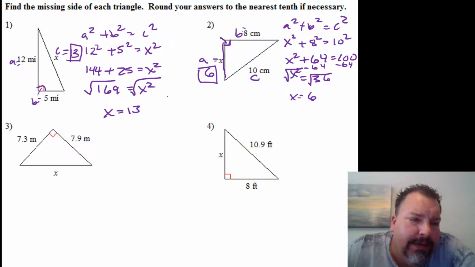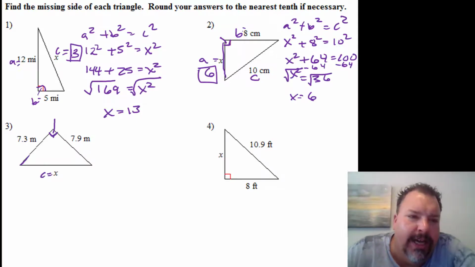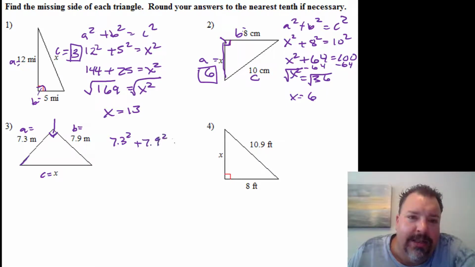For number 3, we have another right angle. So notice that the right angle here is not always in the same position. Here it's at the top, but the right angle is always going to point to the hypotenuse. So here the hypotenuse is going to be our x. And that means now we've got A is 7.3, B is 7.9. And I'm just going to plug them in right away. We got 7.3 squared plus 7.9 squared equals x squared.